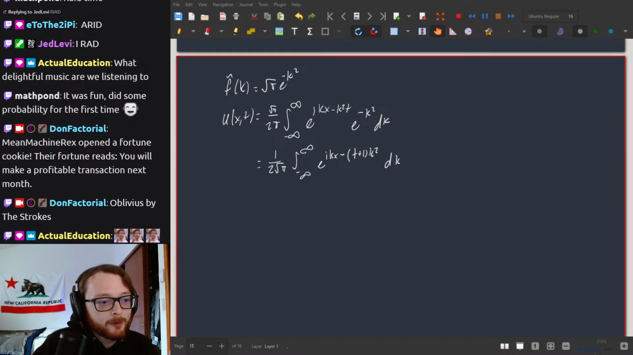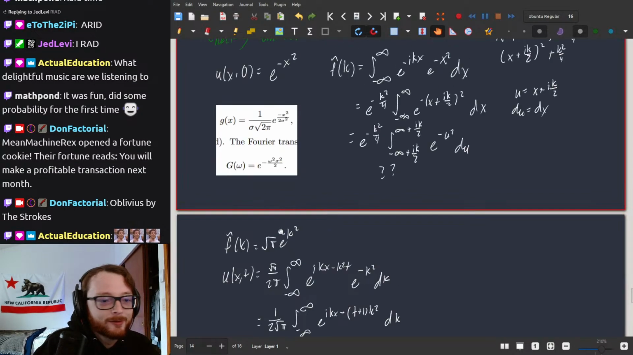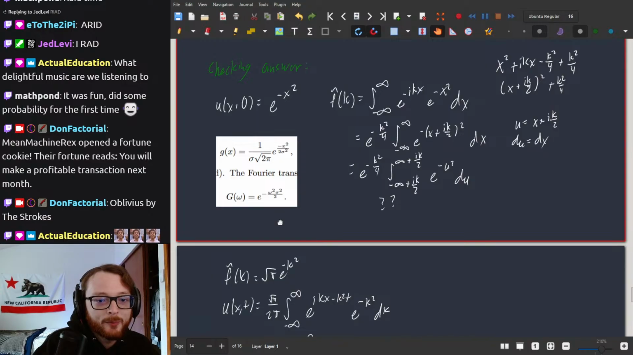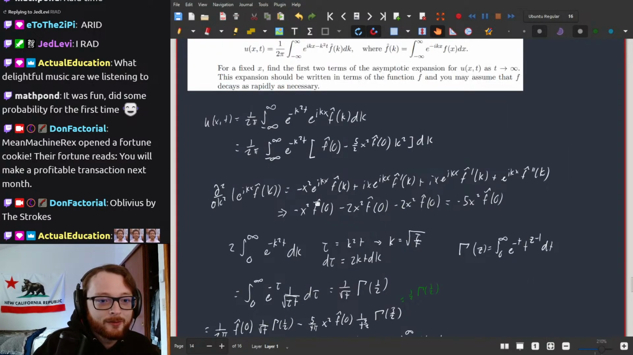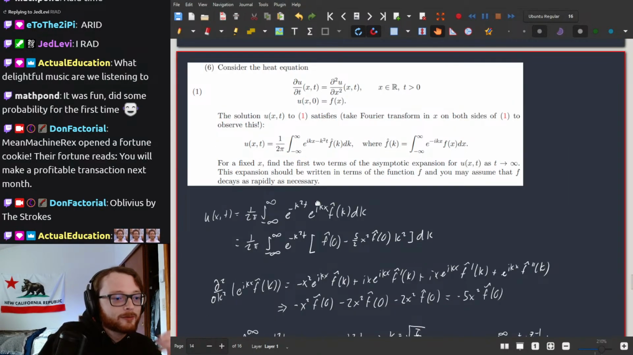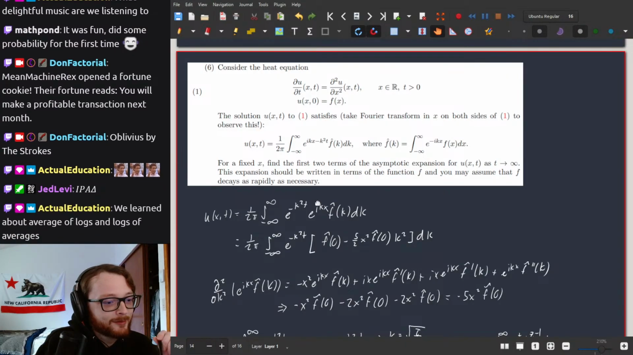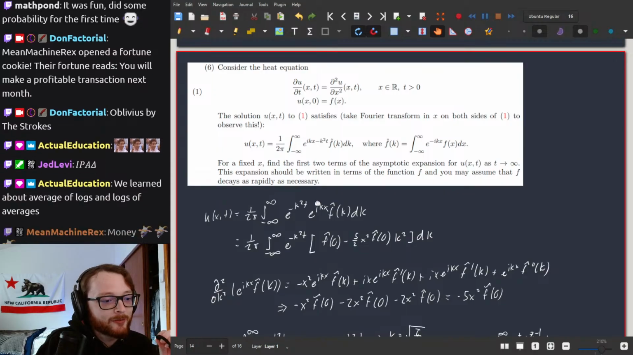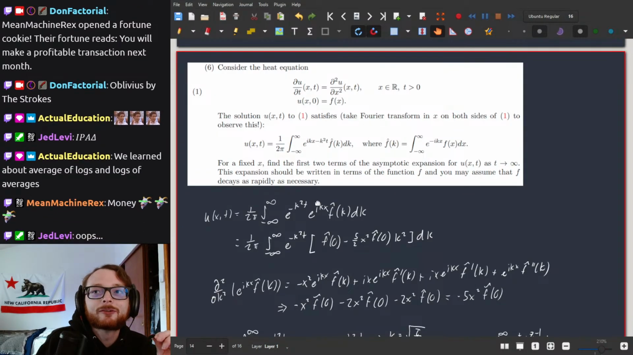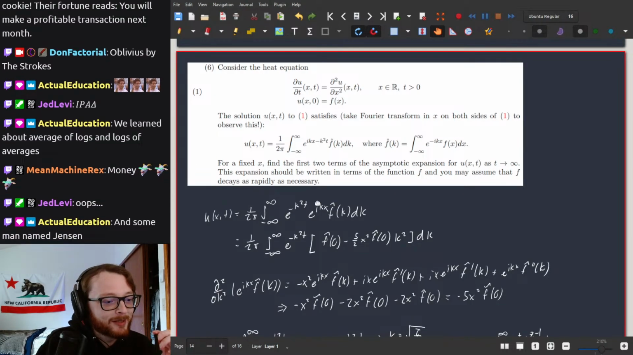Did some probability for the first time. Ooh. Probability is really good to know, but it can be a little annoying. You'll make a profitable transaction next month. That's not a bad fortune, I guess. There's been worse. Average of logs and logs of averages. Fair enough. Some man named Jensen.